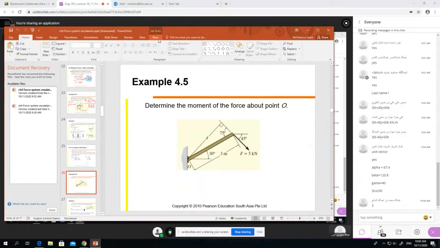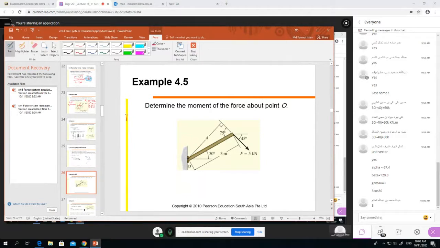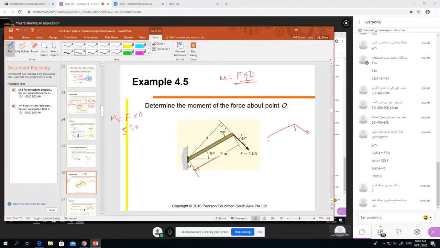This one, right? We are talking about this one, and force F. What is M? M equals F into D. So F equals 5 kilonewton, and D, tell me, who said 3? Remember, I told you many times, force and distance must be perpendicular to each other. Is this 3 perpendicular with this force? Our force is like this, but our distance is up to here. It is not perpendicular, so it cannot be 3. 3 is a wrong answer.